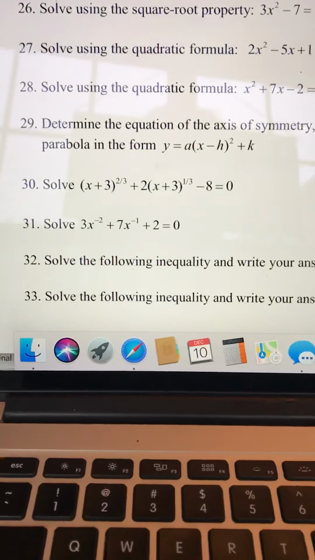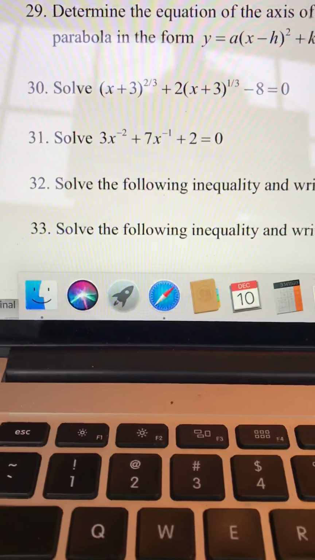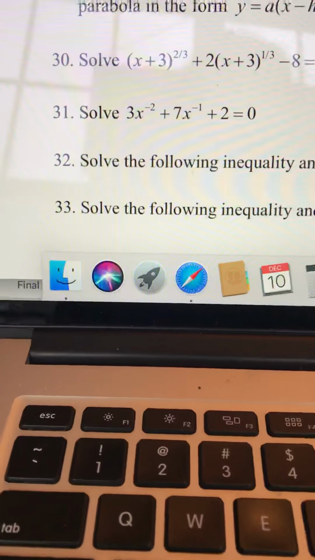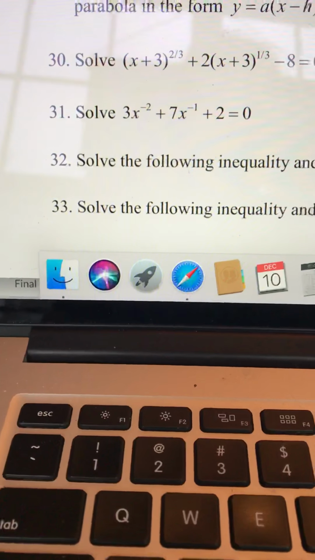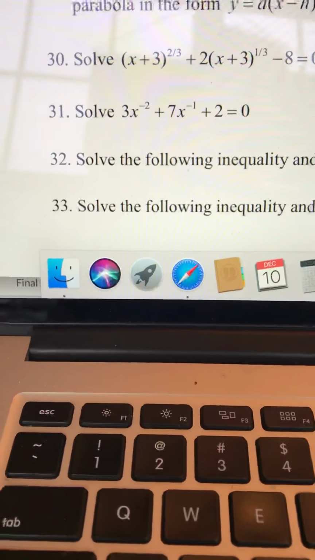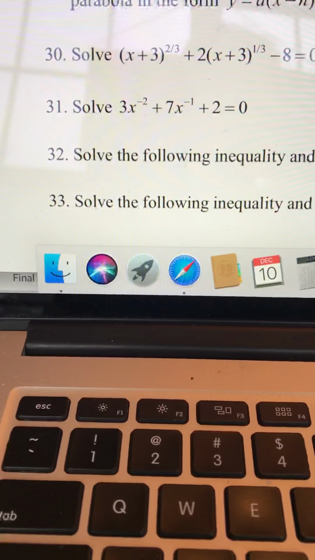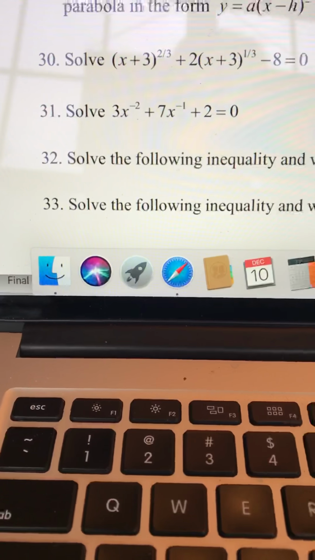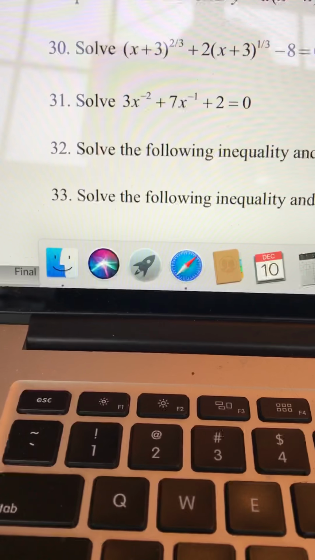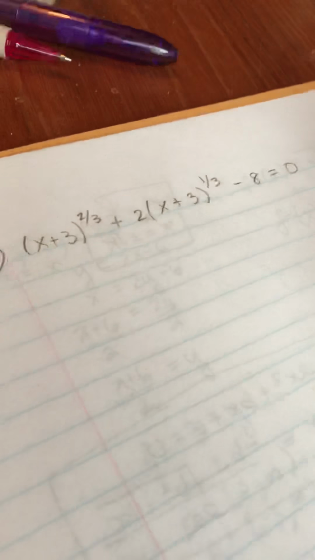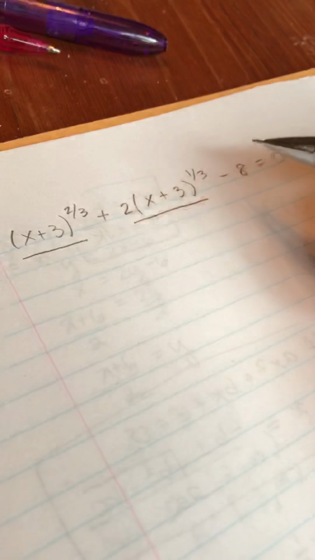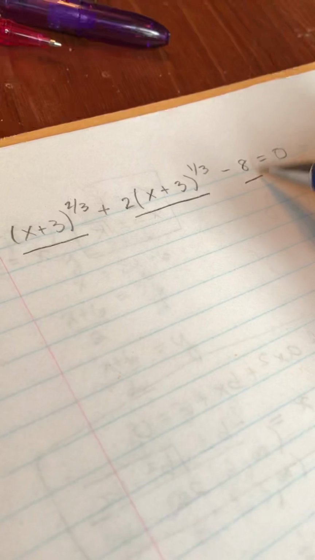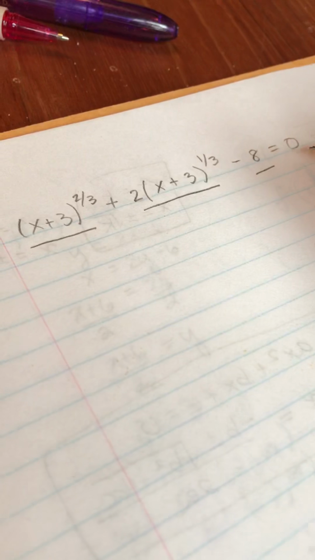So now we're starting with number 30, which says to solve the equation: the quantity x plus 3 to the 2/3 power plus 2 times the quantity x plus 3 to the 1/3 power minus 8 equals 0. What you want to notice about this problem is that you've got kind of 3 pieces to it, kind of like terms, although they involve quantities. The third piece is just a constant, and it's equal to 0.